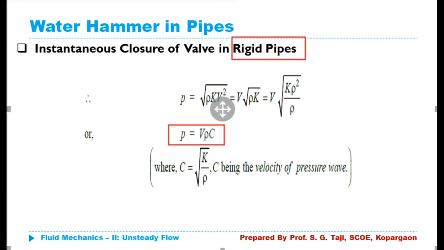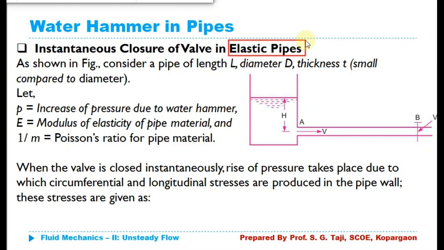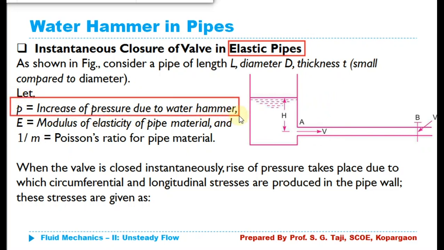We will move to the next case where we are going to consider elastic properties of the pipe. So again consider the same case. Consider a pipe having length L, diameter D and thickness T, because as we are going to consider here the elastic pipes, obviously we need to consider circumferential stresses, longitudinal stresses, because if pipe is elastic, obviously it is going to show some deformation, and due to the deformation, obviously we need to consider whatever the stresses getting formed in that pipe material. So let P is the increase in pressure due to water hammer, E is the bulk modulus of elasticity of the pipe material, and 1 by m is the Poisson's ratio of the pipe material.